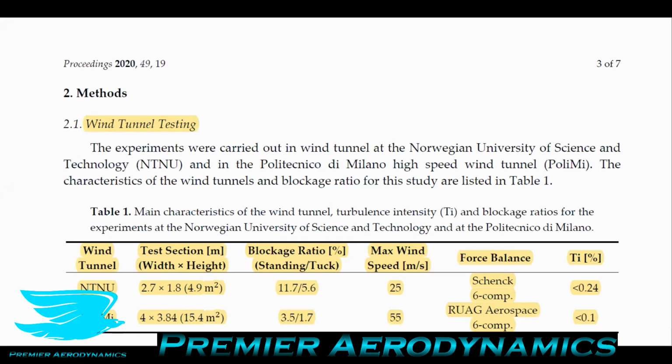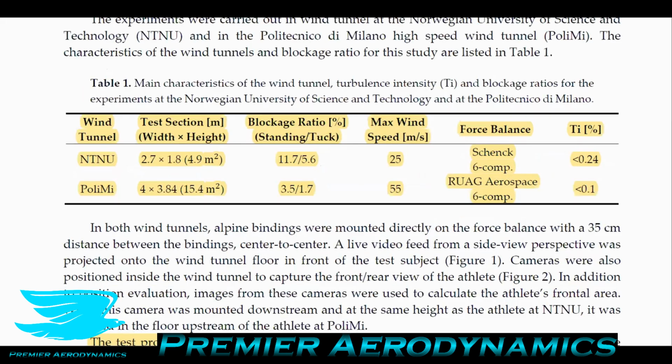Then they move on to their methods, and it's really cool because they have two different wind tunnels, two good wind tunnels, that they tested these skiers in. They had one in Norway and then one in Milan. The one in Norway was a smaller one, and the one in Milan was much bigger. It was about 3 times the cross-sectional area, 15 meters squared instead of 5. It could go to much higher speeds, 55 meters per second instead of 25.